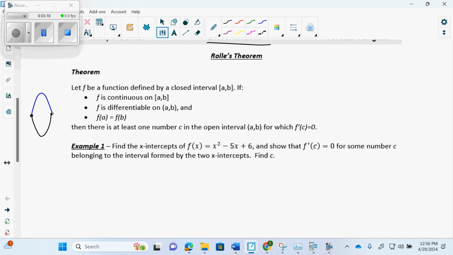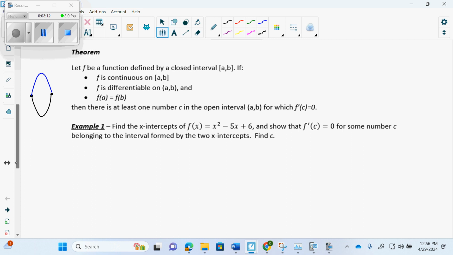Okay, so here it says, find the x-intercepts of f of x equals x squared minus 5x plus 6. So let's find those first. So, what are the x-intercepts? We do f of x equals x squared minus 5x plus 6. When you hear x-intercept, what should you immediately think? y equals 0. So we're going to get 0 equals x squared minus 5x plus 6.